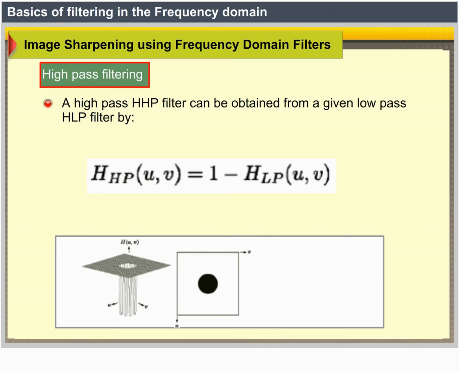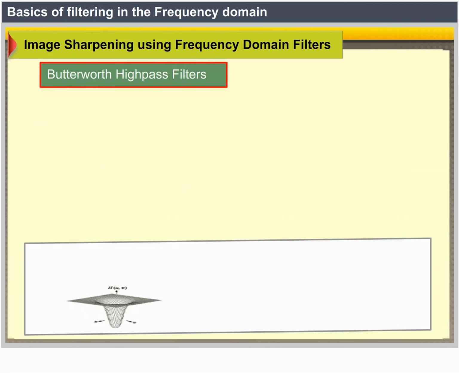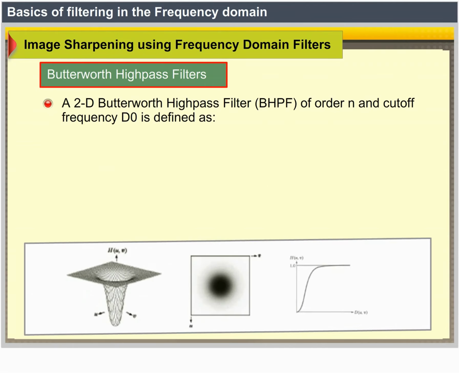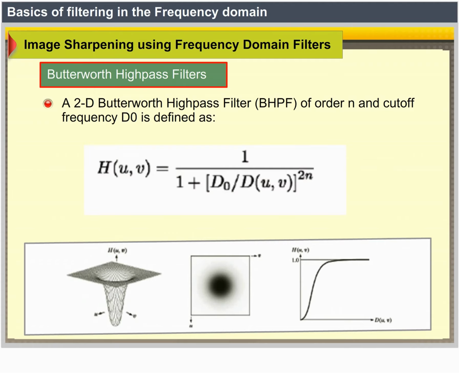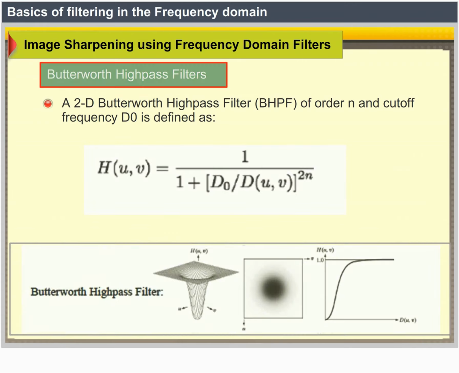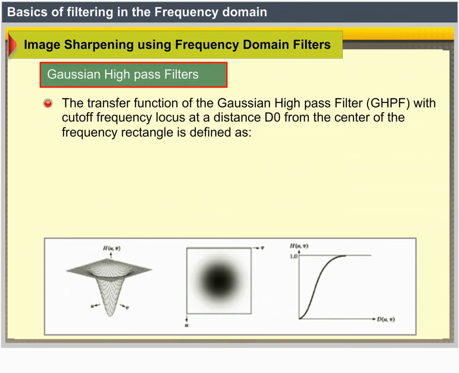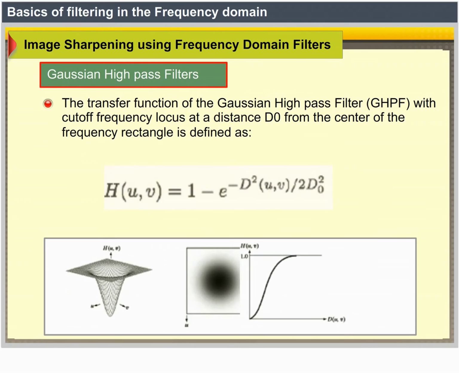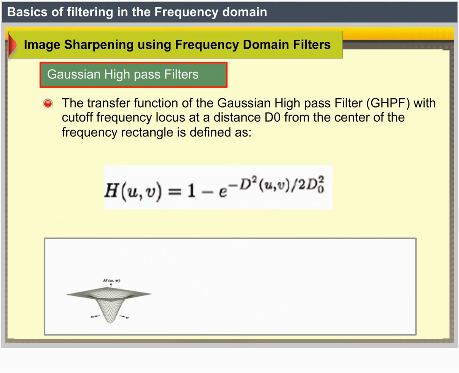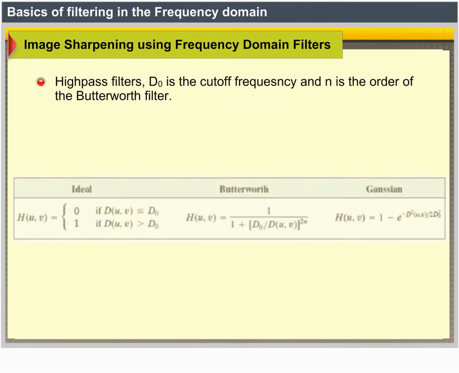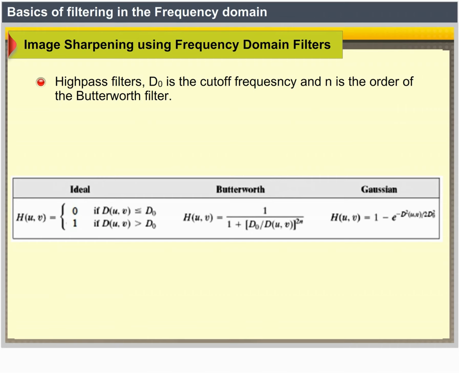Butterworth high-pass filters. A 2D Butterworth high-pass filter, BHPF, of order n and cutoff frequency D0 is defined as represented on screen. Gaussian high-pass filters. The transfer function of the Gaussian high-pass filter, GHPF, with cutoff frequency locus at a distance D0 from the center of the frequency rectangle is defined as shown on screen. High-pass filters. D0 is the cutoff frequency and n is the order of the Butterworth filter.